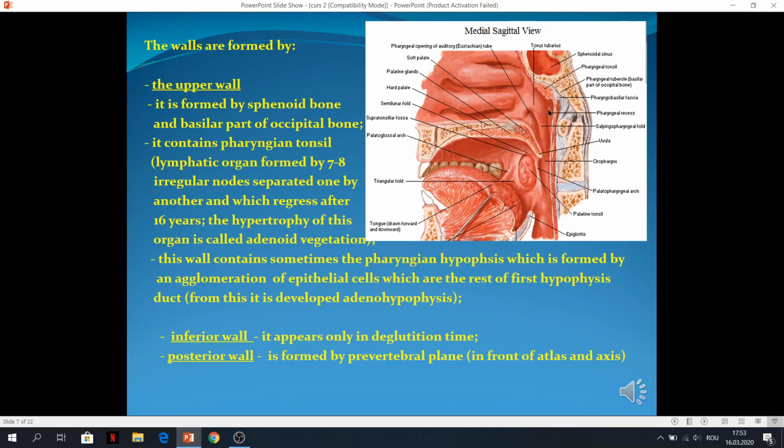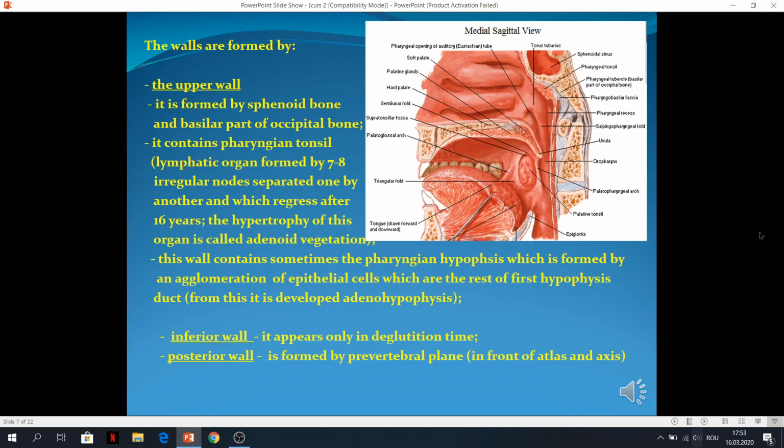So the kids with hypertrophy of this tonsil cannot breathe very well. You can recognize them very easily because they always stay with the mouth open. They breathe more through the mouth than through the nose. So remember, it disappears after 16 years. There is something more in this upper wall. It's not represented here, but we have some epithelial cells, which are actually the rest from the first hypophysis duct.